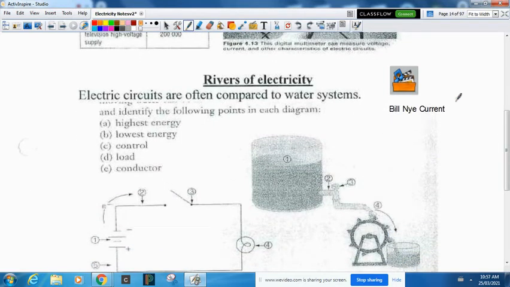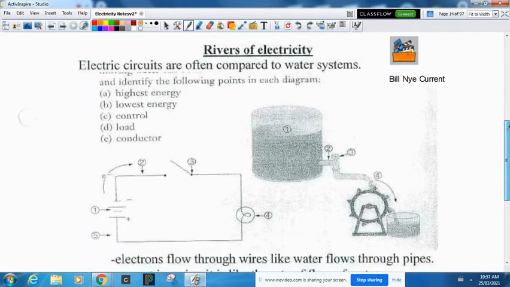There is a Bill Nye video on current electricity as well. It's available on YouTube, so you can watch it there. We will, of course, watch it in class. So let's do an analogy comparison between this water wheel and this electric circuit.